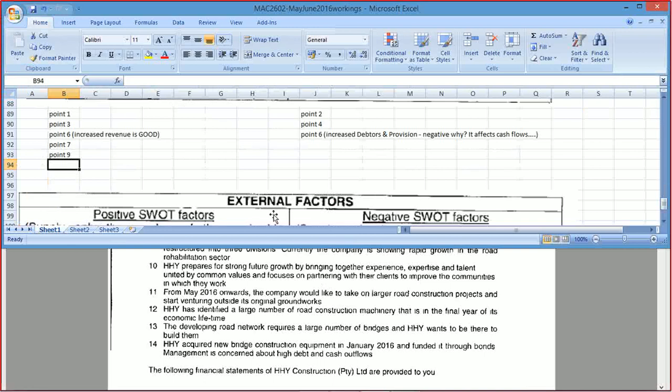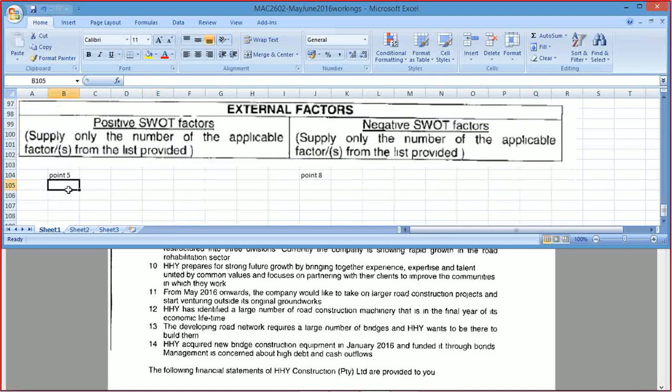Okay, 10. HHY prepares for strong future growth by bringing together experience, expertise, and talent. That's definitely a strength. Internal. 11. From May 2016 onwards, the company would like to take on larger road construction projects and start venturing outside its original groundworks. Okay, that's good because that's positive. If they're taking on larger projects, that's good because they've obviously built the business if they've acquired a company. It's an external factor which would be positive.